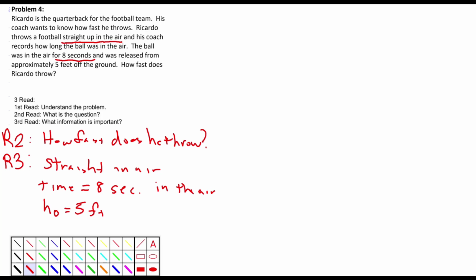So what do we look at? How fast does he throw? This should be a key for you guys right here. How fast does he throw? What are we really looking for? We want to know what the initial velocity is. That's what we're looking for. We want to figure out what the initial velocity is for this problem, and that'll tell us how fast he throws. So let's go ahead and see if we can start using this equation to solve this problem.